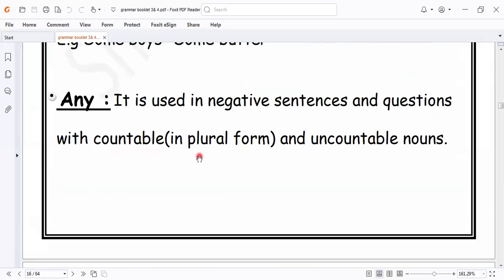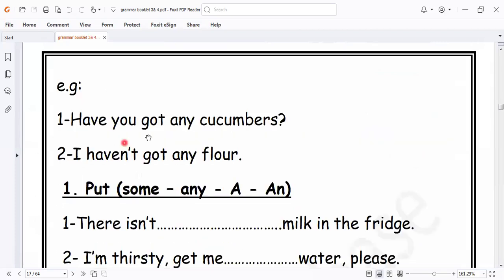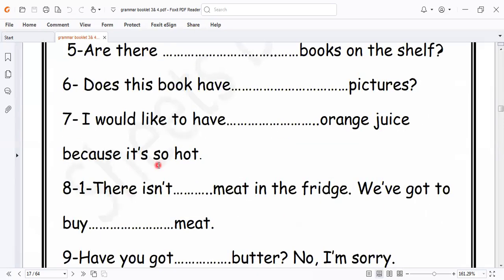Any, we use any with what? With negative form and question form. Like this: Have you got any campers? Or I haven't got any flowers. Okay, let's go to another one here.